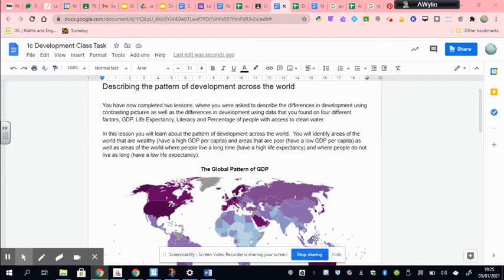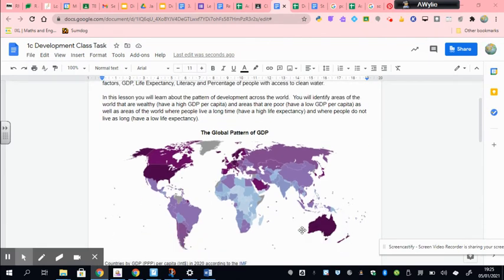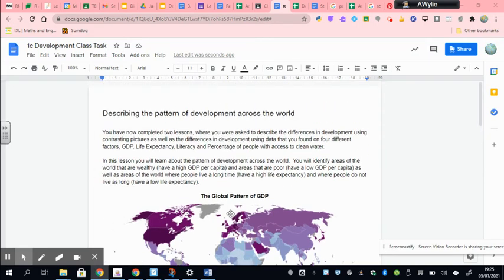Well, in today's lesson, we're going to look at some very different maps that use color, like the one we can see here, to show you a pattern of something. So more about that in a second. Before we get to that, let's just have a little think about what we've done so far.